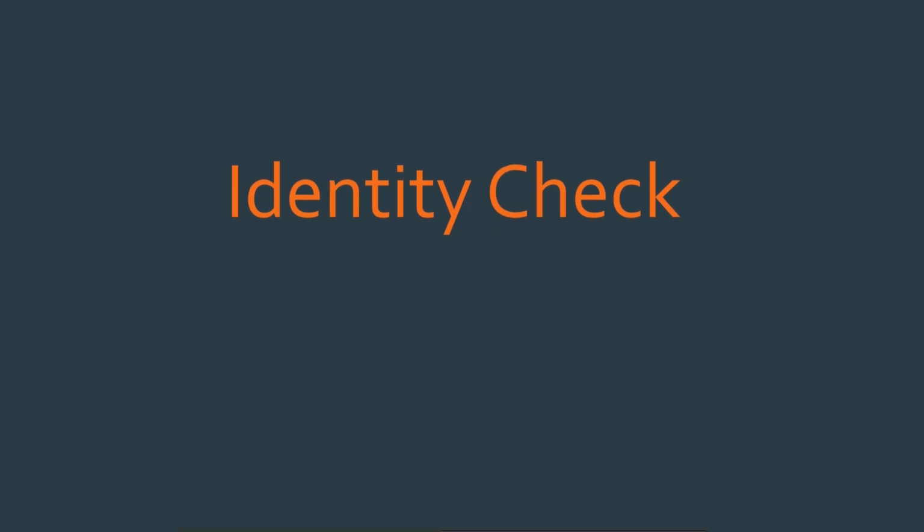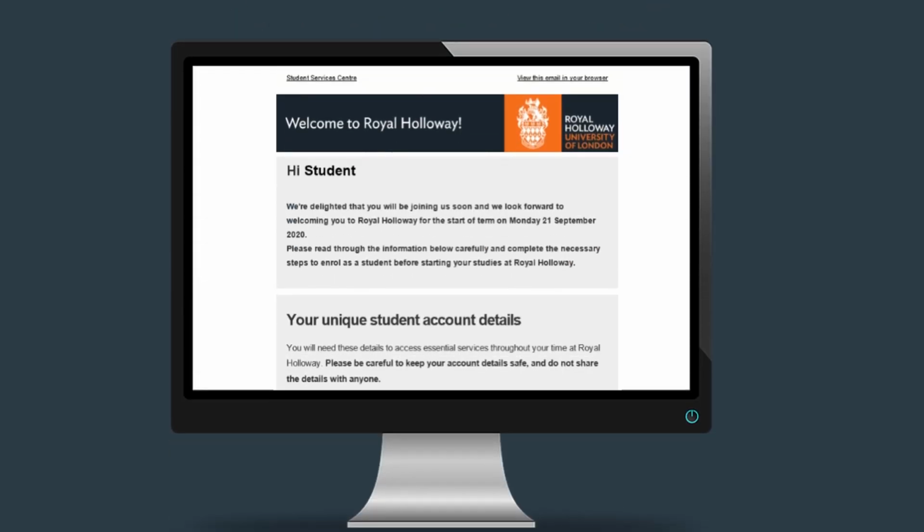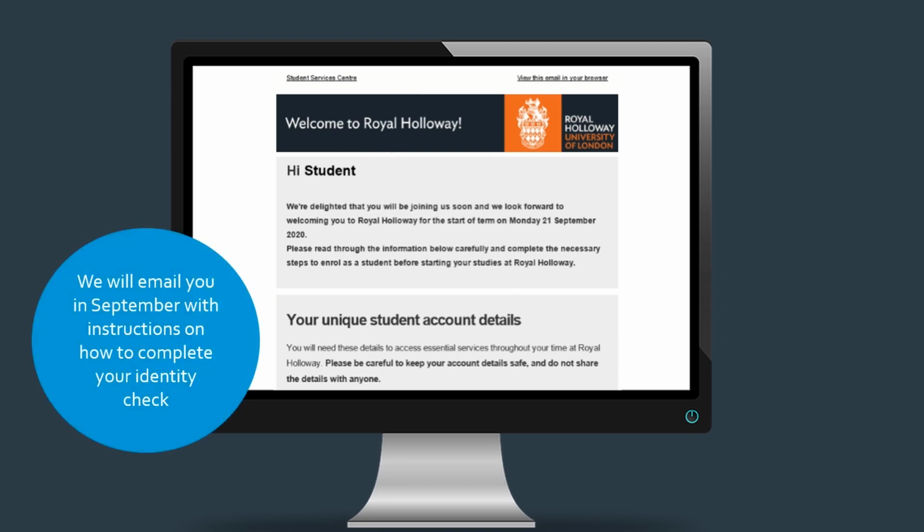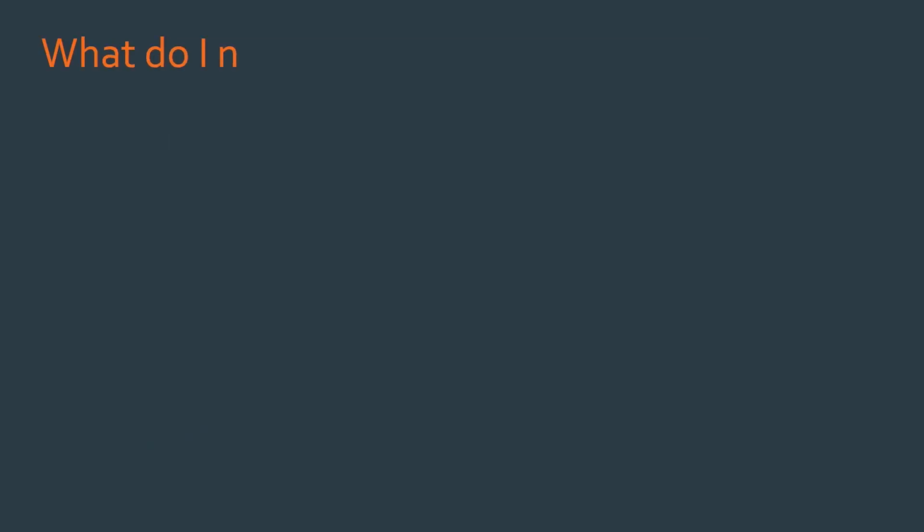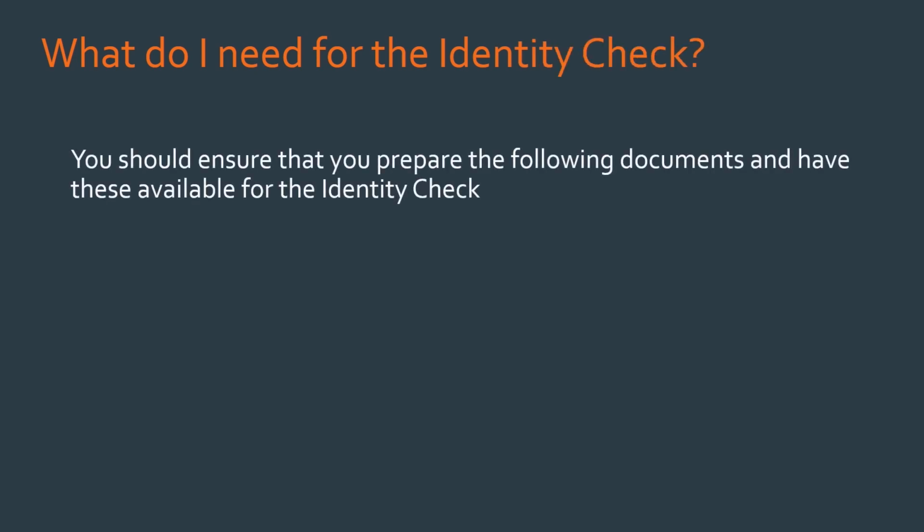The final step of enrolment is your identity check, which is a compulsory step for every student starting at Royal Holloway. We are currently working on plans of how to do this safely this year, and we will send you an email with further instructions in September. In the meantime, you should ensure that you prepare the following documents and have these available for when your identity check will be completed at the start of Term 1 before teaching commences.